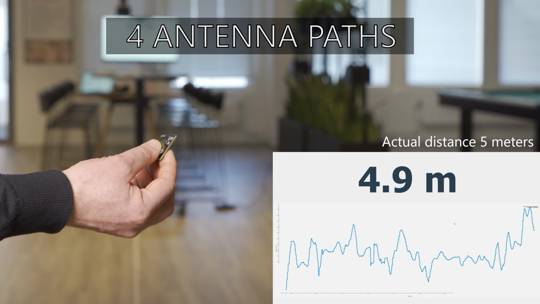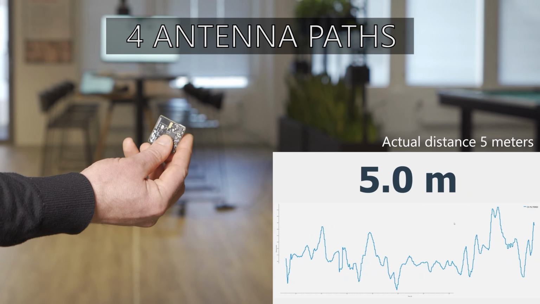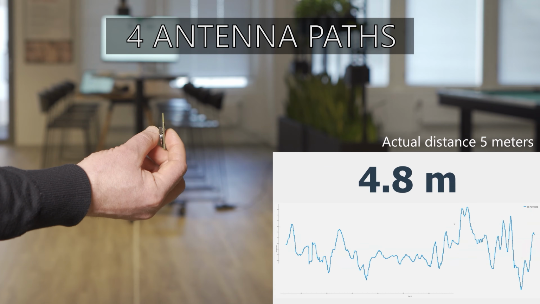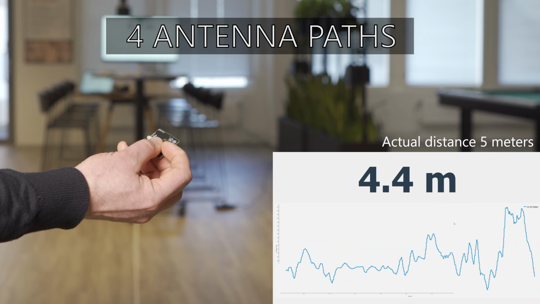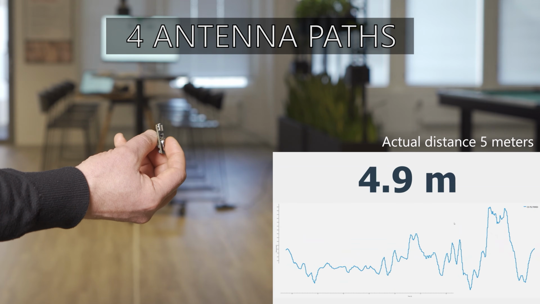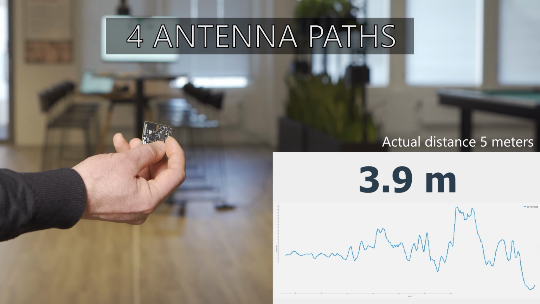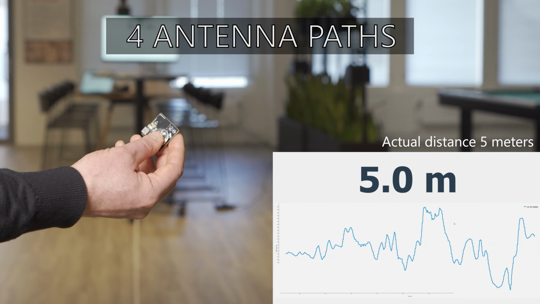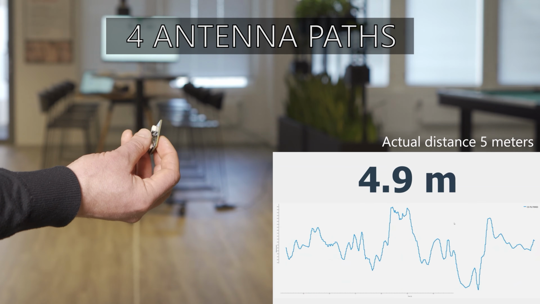Enabling 4 antenna paths brings the full power of antenna diversity to channel sounding. With multiple antenna paths capturing a wide range of spatial angles, the device can continuously select the optimal path based on real-time channel conditions, minimizing the effects of fading, multipath interference, and orientation dependency. The result is consistent sub-meter accuracy, even in challenging, reflective environments.